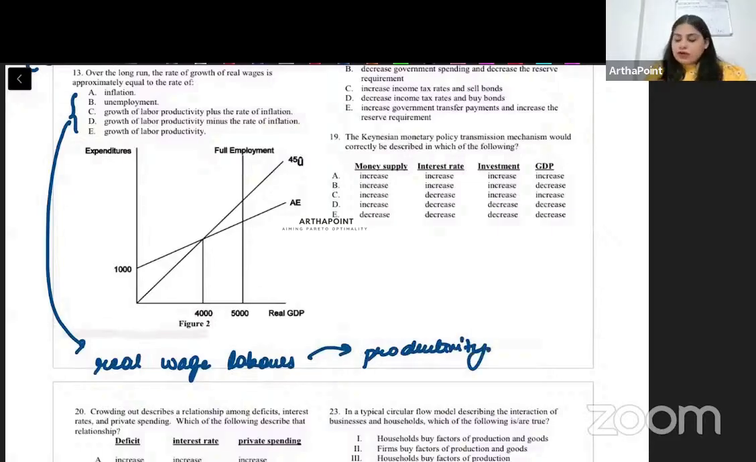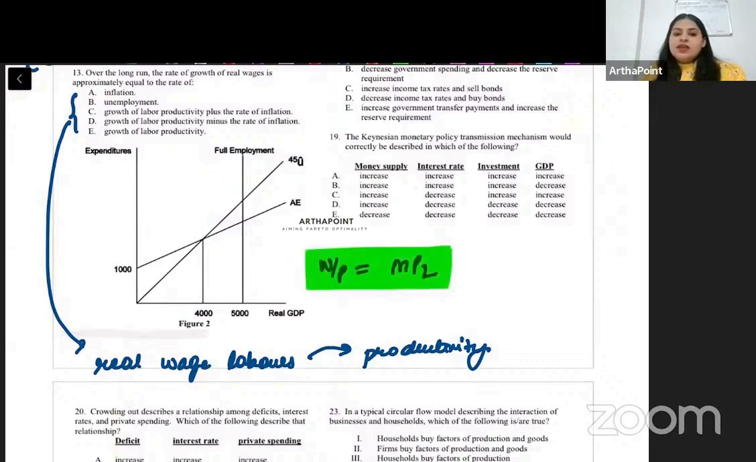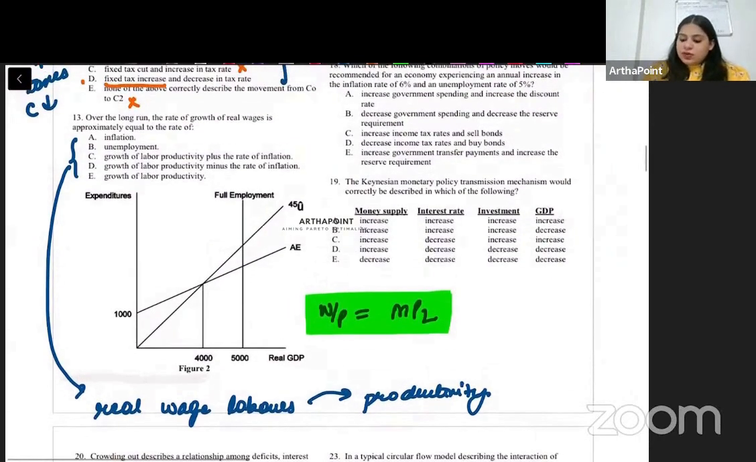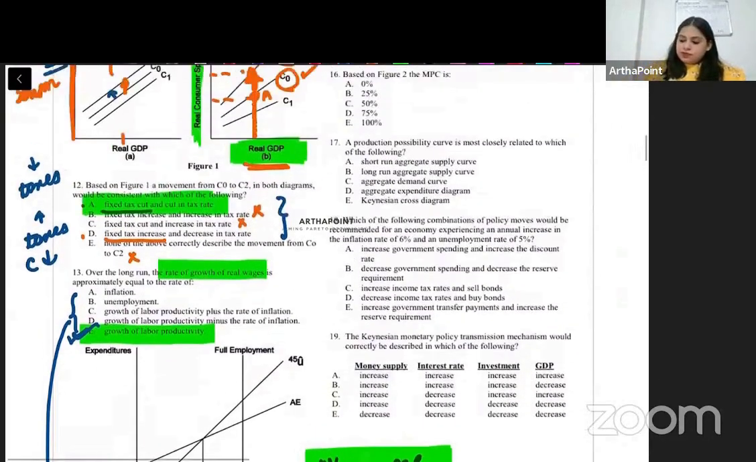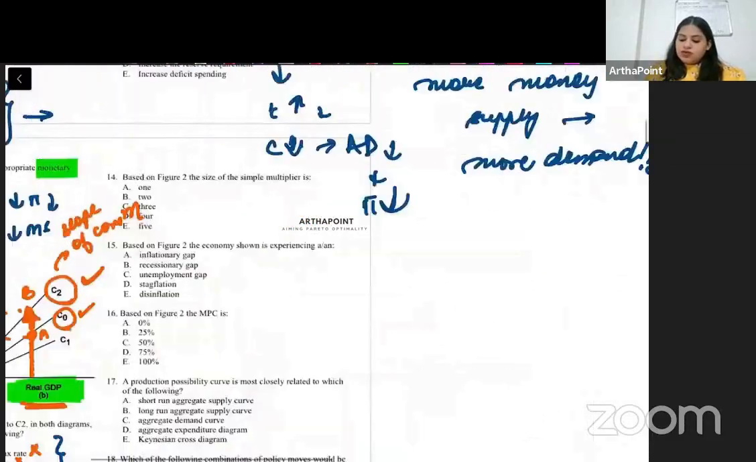If you remember, we read this rule that W by P should be equal to MPL. So beta, if each individual gets a real wage equal to the productivity, it means that the growth of the real wage can only be affected by growth of the productivity. So the answer to this question should be E. It is affected by the growth of labor productivity. Okay, come to the next question.